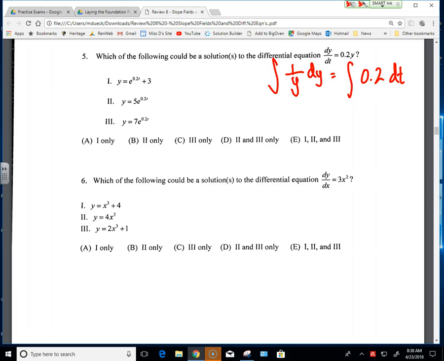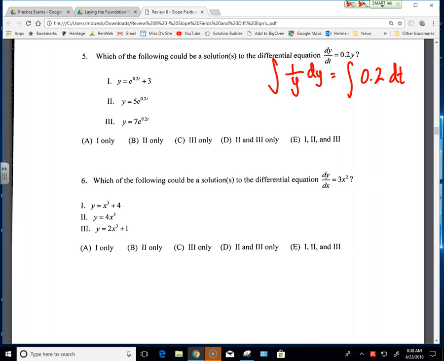Now, the 0.2 could have moved over there, could have moved over here. However, long story short, we had to move the y to be sandwiched with the dy, and then the dt needed to be sandwiched with the integral as well.